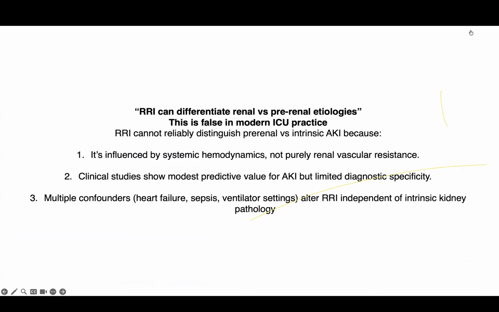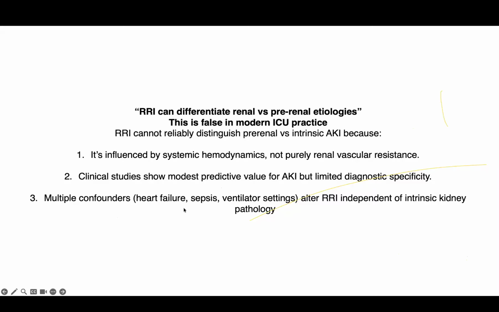So another thing I want to mainly emphasize here is that when RRI initially came into practice, there was a big notion that it can help to differentiate renal and pre-renal etiologies. Now, this is false in modern ICU practice. RRI cannot reliably distinguish between renal and pre-renal because it is influenced by systemic hemodynamics, not purely by renal vascular resistance. So clinical studies show modest predictive value for AKI but limited diagnostic specificity.